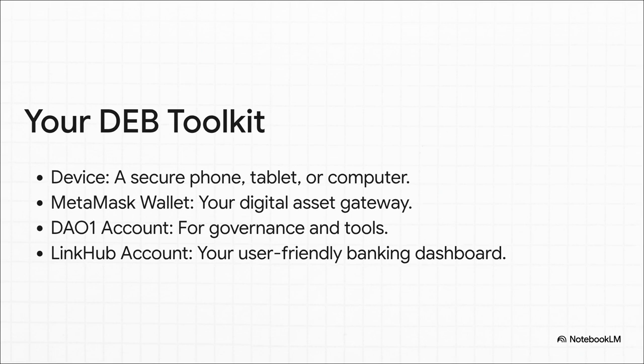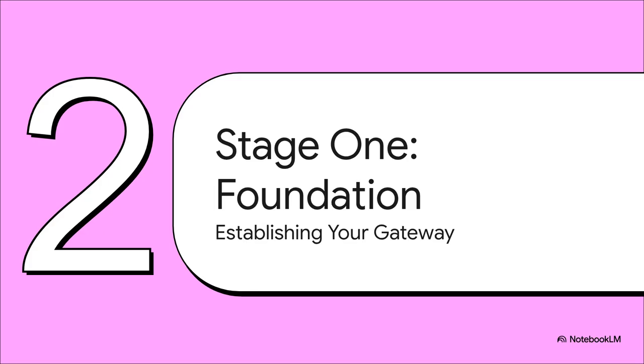The basics. Next, you need a MetaMask wallet. This is going to be your front door, your gateway into this whole ecosystem. Then, you'll need to set up a DAO1 account, which is for governance and some special tools. And finally, a LinkHub account, which basically becomes the user-friendly dashboard for your new bank. So, with our toolkit ready to go, we can finally move on to stage 1, laying the foundation.